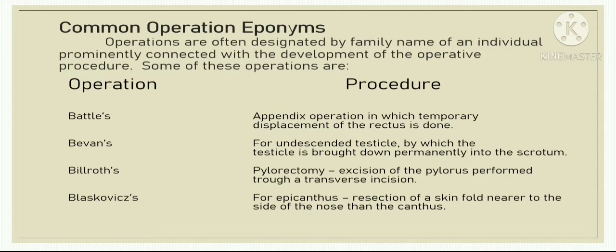Next is Torek, for undescended testicle, by which the testicle is brought down permanently in the scrotum. Next is Billroth, pylorectomy, which means excision of the pylorus performed through a transverse incision. The next is Blaskovics for epicanthus, resection of a skin fold nearer to the side of the nose than the canthus.